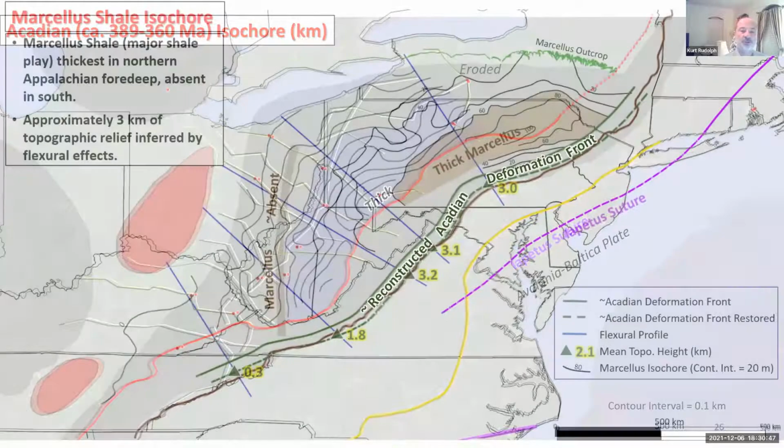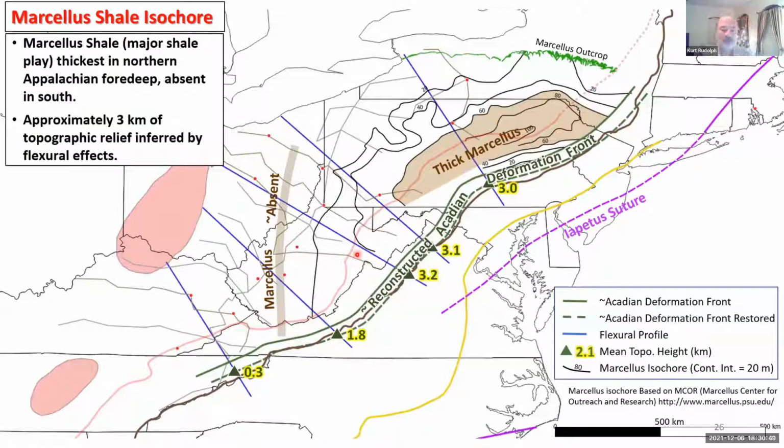If we look at the distribution of the Marcellus, same old story, to be a broken record. We see the Marcellus, up to about 100 meters thick, is present dominantly through Pennsylvania into West Virginia, and is absent to the southeast. So it's reflecting that space that was created by the orogenic event. And we're getting a mountain belt implied topography of roughly 3 kilometers or so.